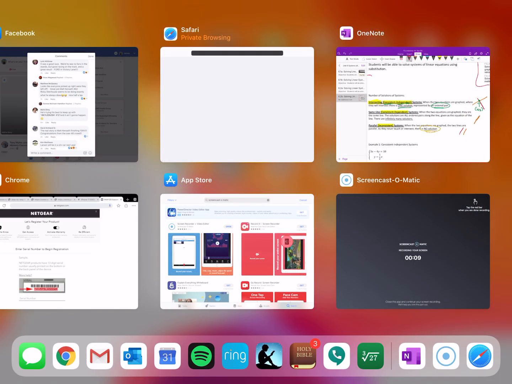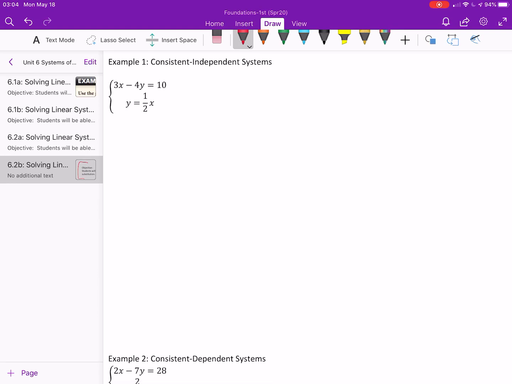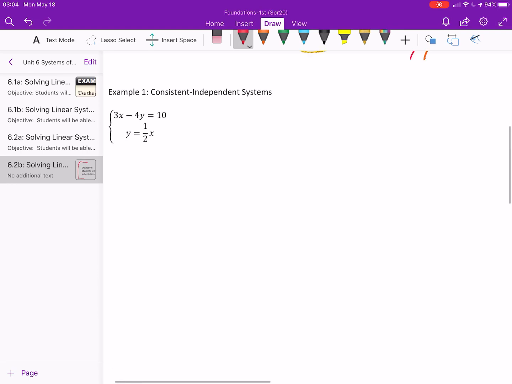And so example 1, a consistent independent system. And so in a consistent independent system, remember that's two lines that are going to cross something like this and like this, right? And so we need to use substitution. And so I'm going to take what I see here. I have y equals 1/2 x. I'm going to take all of this and substitute it into that y there. And so when I rewrite this problem, it's going to be 3x minus 4 times 1/2 x equals the 10.